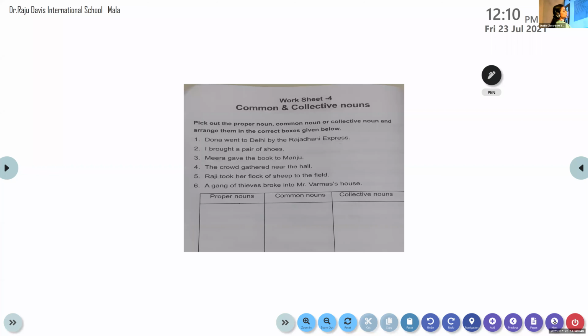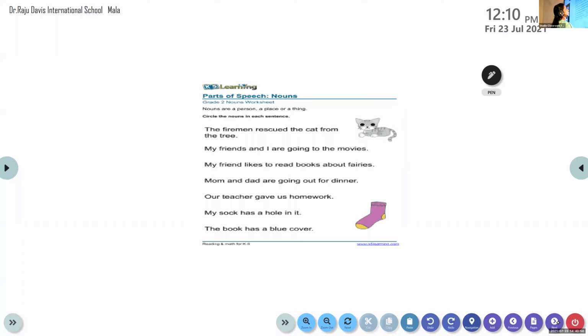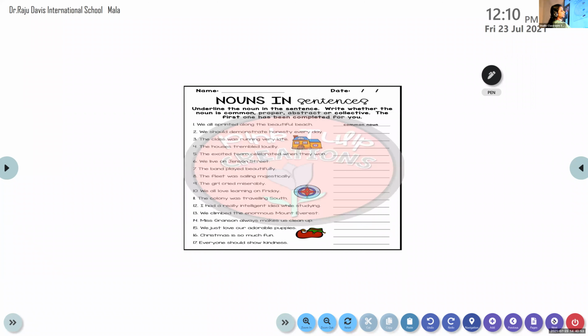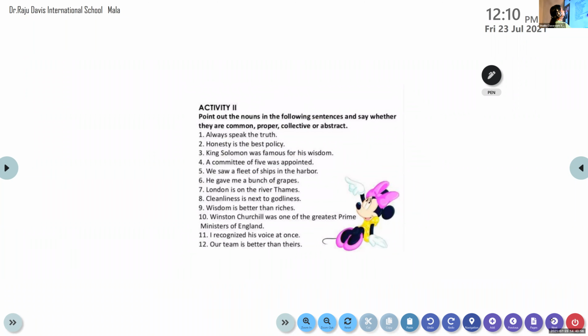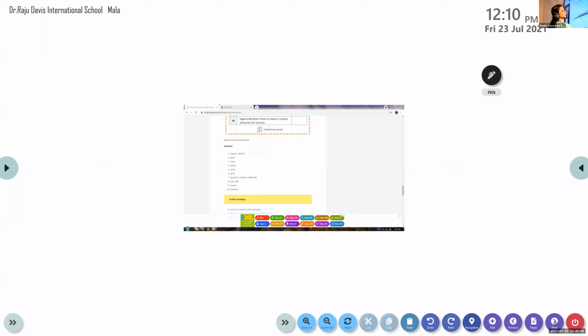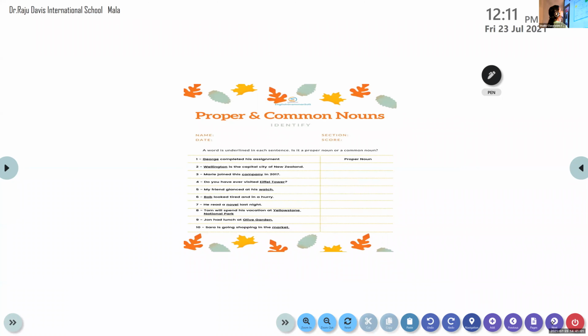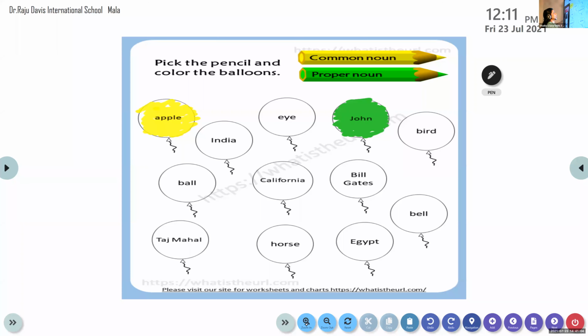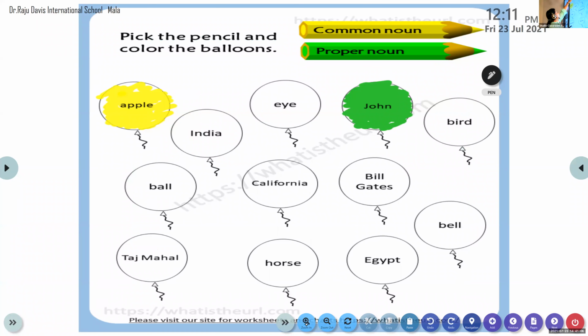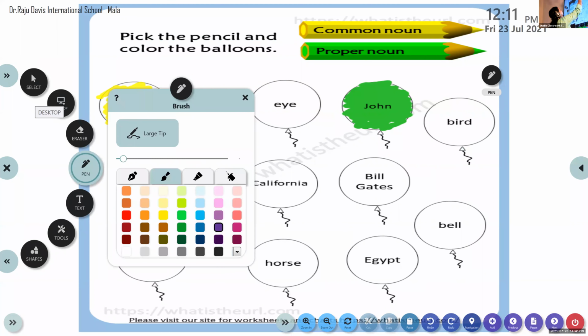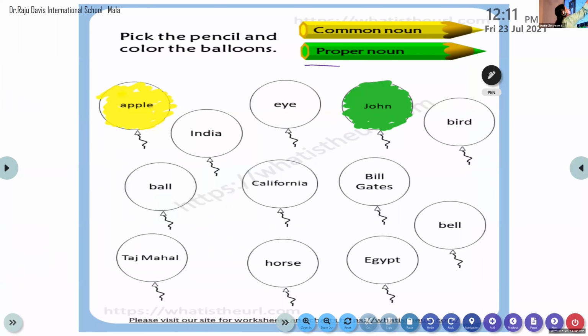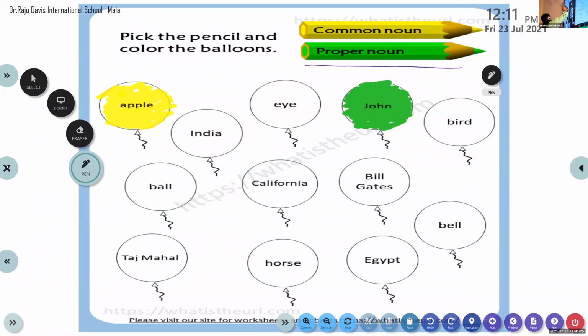So now let's move on to the exercises, that is the worksheet. I have an interesting worksheet for you. So this is your worksheet. This is quite interesting. What you have to do is, now I'm going to add one more to it. So, what color is it? I'll give them blue color.